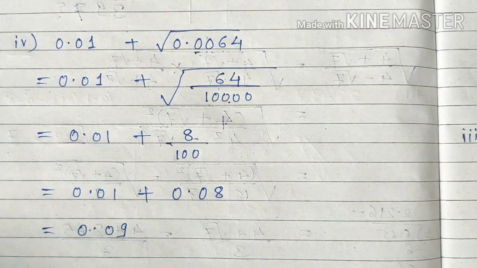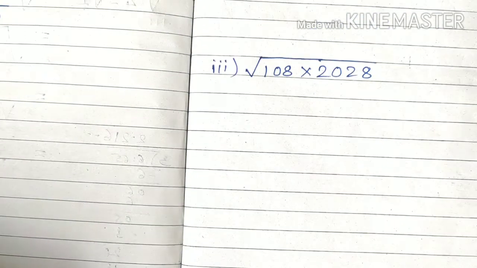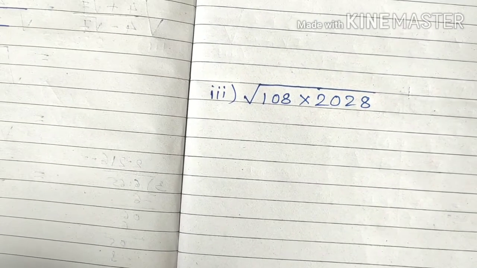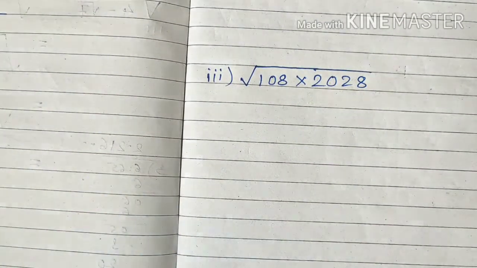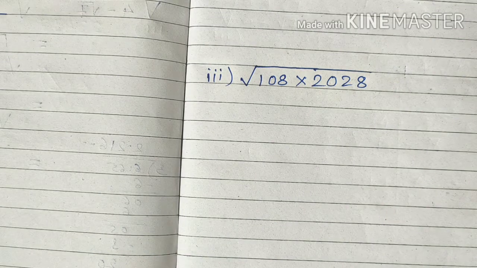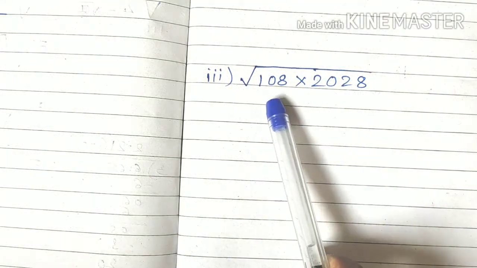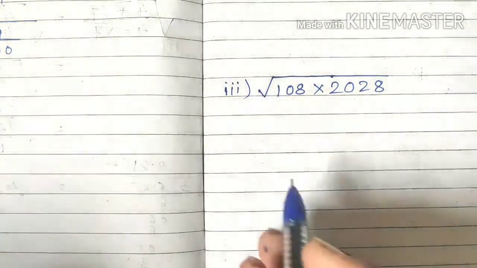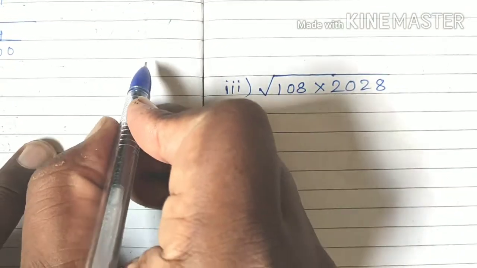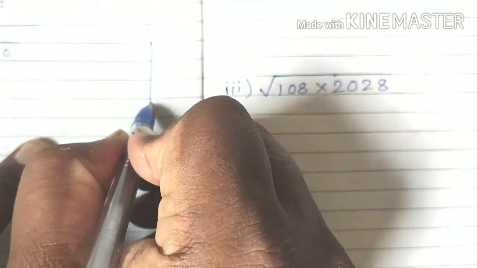Okay. In the same, there is a next question. Question number 3 is the square root of 108 and 2028. To solve this question, instead of multiplication, we can also solve it by using a simple factorization method, the prime factorization method. 108. Let us find the prime factors of 108.